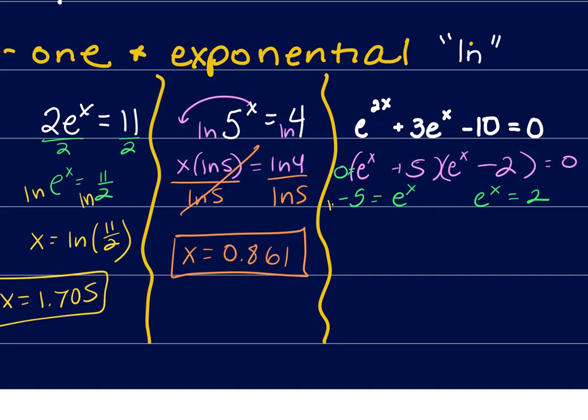ln. So I'm going to ln both sides: ln e to the x equals ln -5, and ln e to the x equals ln 2. And what happens when you ln -5 in the calculator? Error, which means it doesn't work, okay? So I cannot ln -5. But ln of e to the x becomes x. And this time I'm going to ln 2. And I get 0.693.